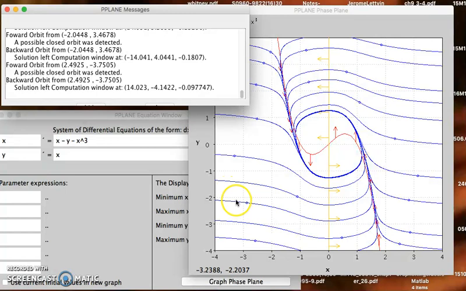And what will happen with these solutions is that x will quickly change until you get relatively near to the x nullcline, and then you will move along the x nullcline in the direction indicated by the arrows. And you can see that happening up here on this branch of the x nullcline, and this branch of the x nullcline as well.